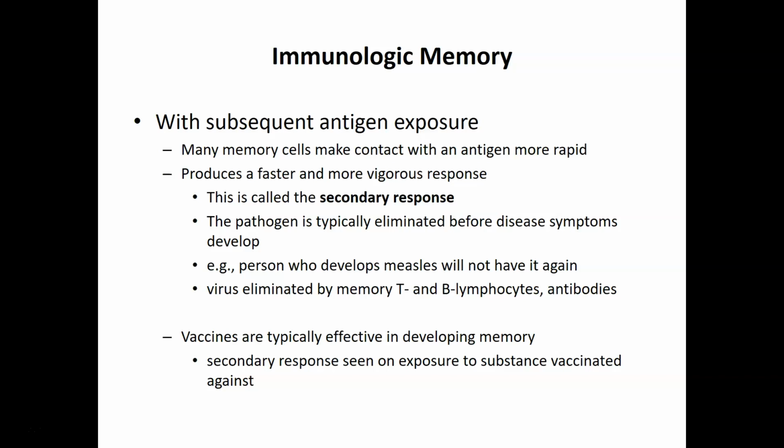In a secondary exposure, typically the pathogen, bacterium or virus, or any other type of pathogen for that matter, will not be able to reproduce enough to cause any kind of symptoms to develop. That's not usually the case for a primary exposure. The primary response is slow enough that the disease runs its course. And in a secondary response, usually very few, if any, symptoms are seen.